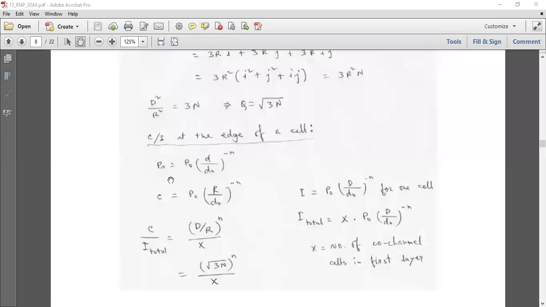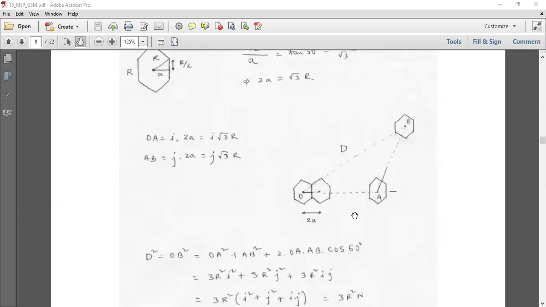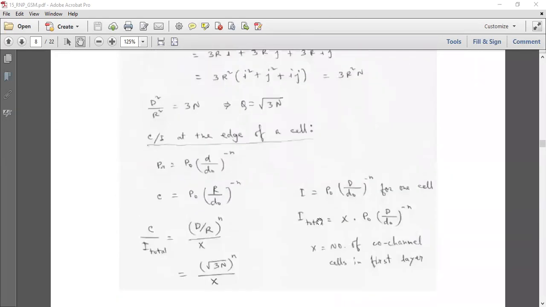If we consider the cell edge user who is at the toughest position, then this d will be the cell radius. So for PR, you need to use R in place of d. So this is the carrier power. Now the interference power will come from a distance D. So for I, you can use this relationship: P naught times D by D naught to the power minus n.